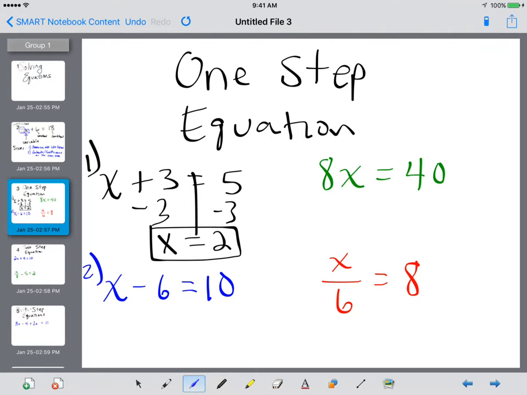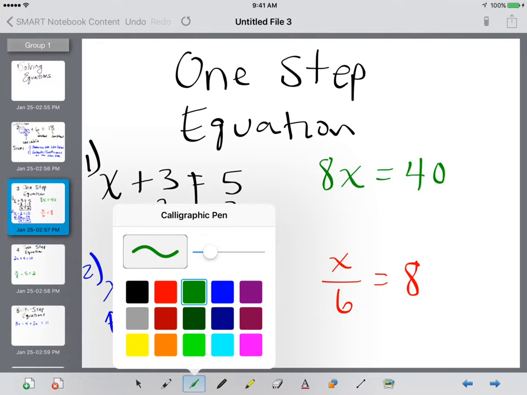Number 2, we have x minus 6 equals 10. To undo the subtraction, we're going to add 6 to both sides, and we get x equals 16. The way we can check is if I plug 16 back in for the x, 16 minus 6 equals 10. That's true. I know I have the right answer.